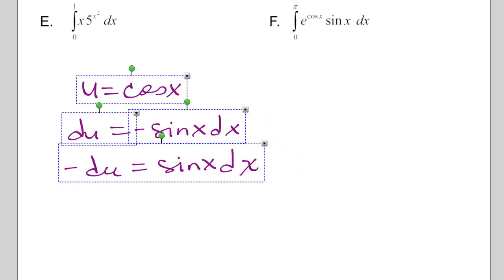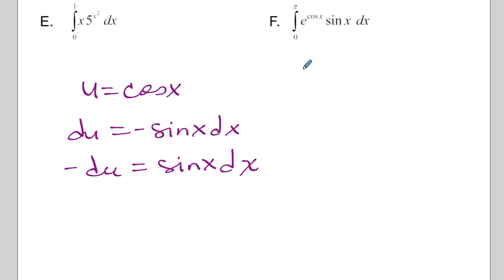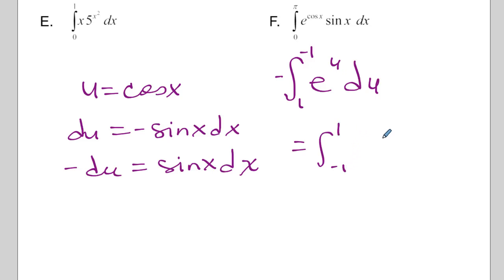All right, so when I rewrite this, we're going to put our negative on the outside. We've got the integral of e to the u du. Our new limits of integration: cosine of 0 is 1, and cosine of pi is negative 1. So, of course, we're going to flip that around and get positive the integral from negative 1 to 1 of e to the u du.